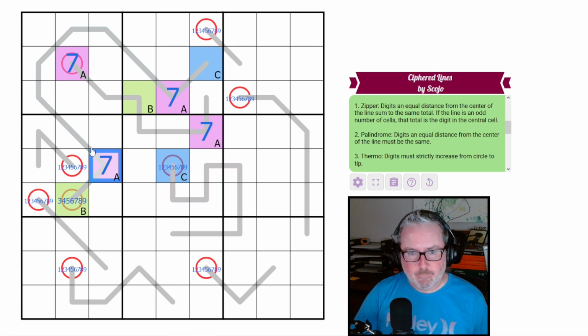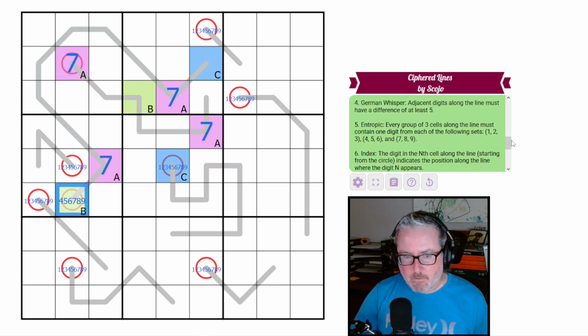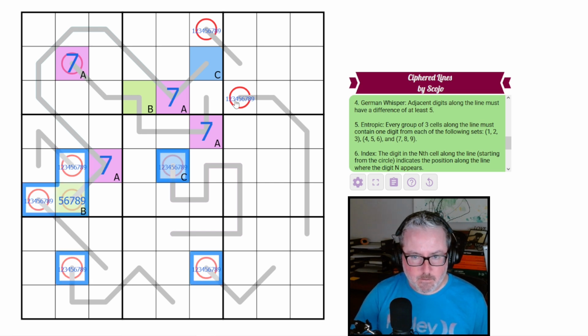3, 7, 8, 9, and then what, 10, 11, 12, 13, 7, 15? Don't work. This is not a thermo. German whisper doesn't work because this would be a 4. This would have to be a 9, not a 7. Okay, none of these can be 7s. Let me take those out now before I forget.